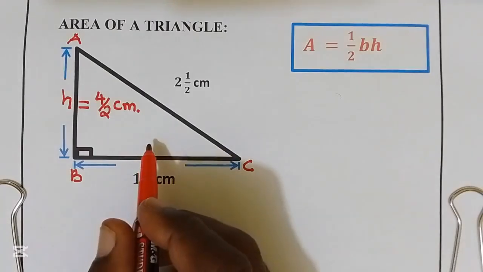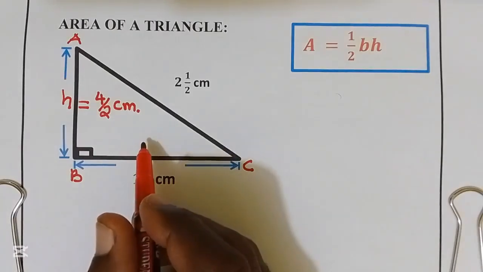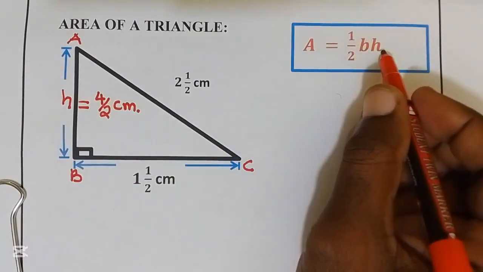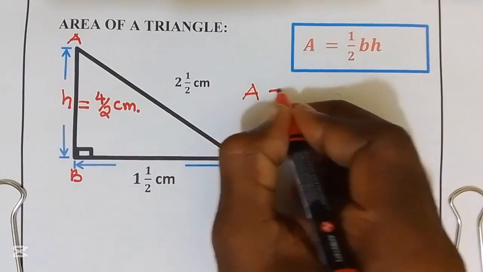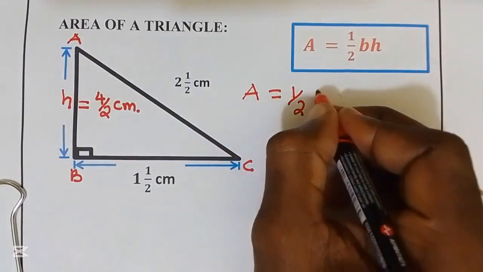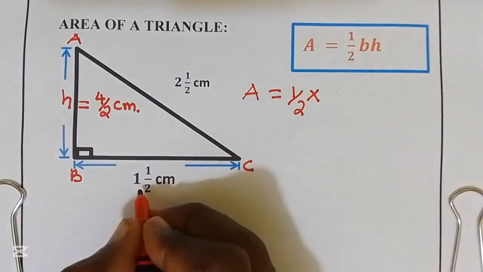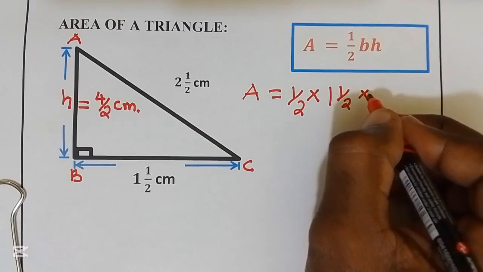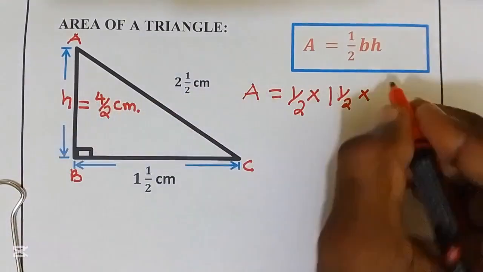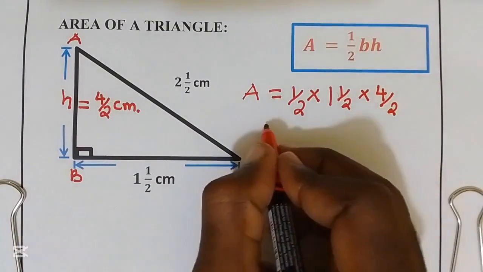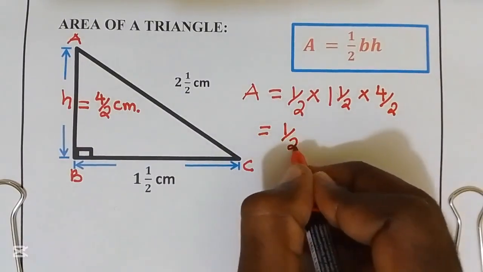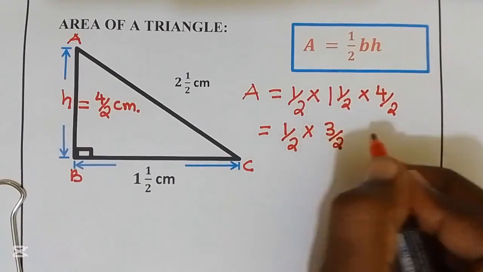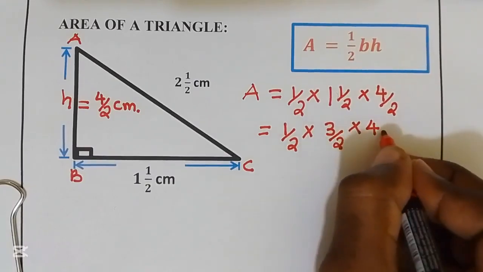We can go forward and find the area of our triangle. Our area is given by a half multiplied by base multiplied by height. Our area is equal to a half multiplied by the base, which is 1.5, multiplied by the height, which we got as 4/2. This is equal to a half multiplied by 3/2 multiplied by 4/2.